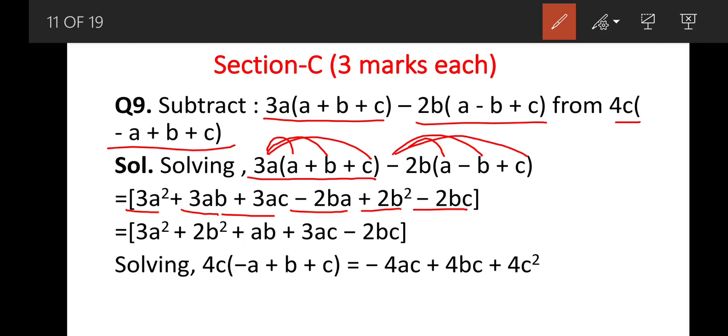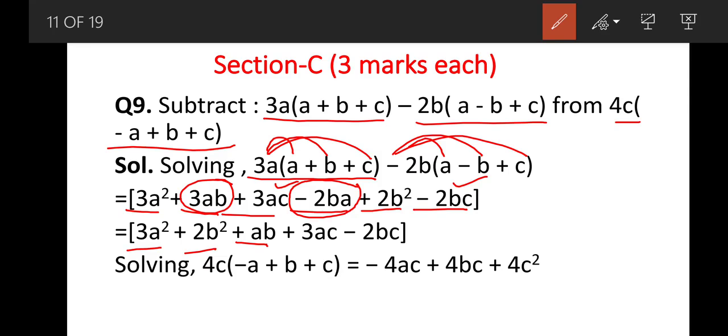Now rearranging the like terms. 3a square: there is no other term with literal coefficient a square, so it will be written all alone. 2b square all alone. 3ab and minus 2ba, these two are like terms. So after solving you will be getting plus ab. 3ac and minus 2bc, these two are like terms.